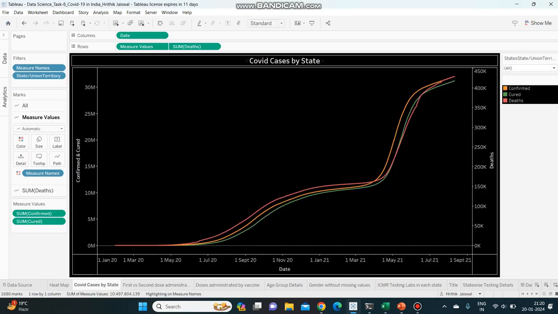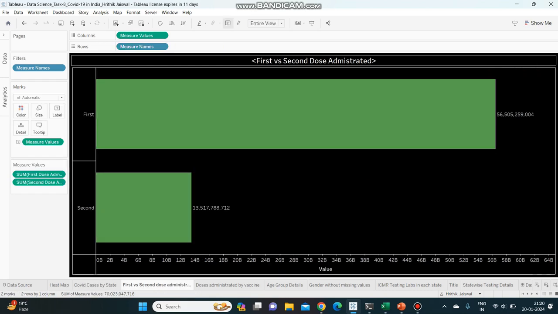Next sheet is the timeline series of COVID cases by state. In this, three parameters are considered: confirmed cases, cases which have been cured, and the deaths. And the third one is the bar graph of vaccine doses administered.